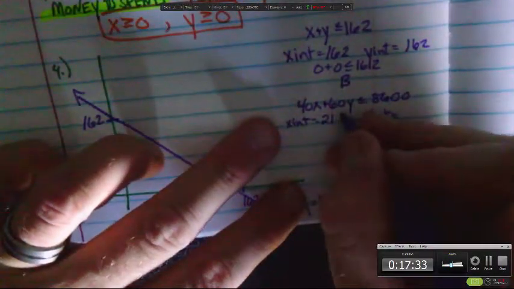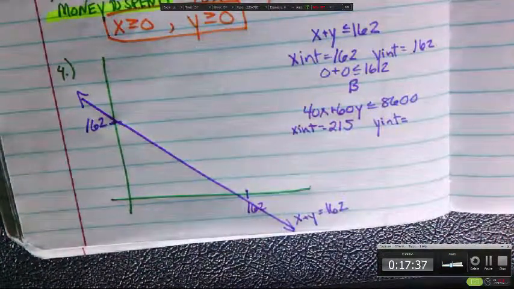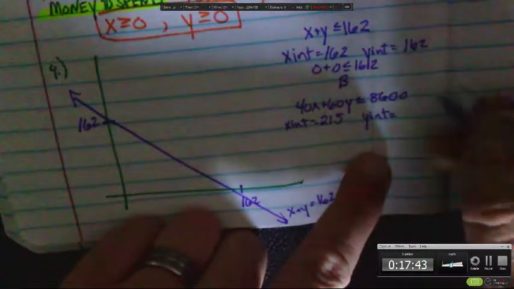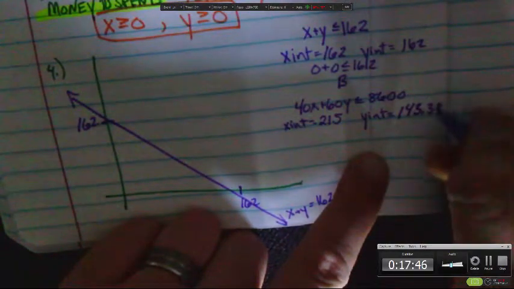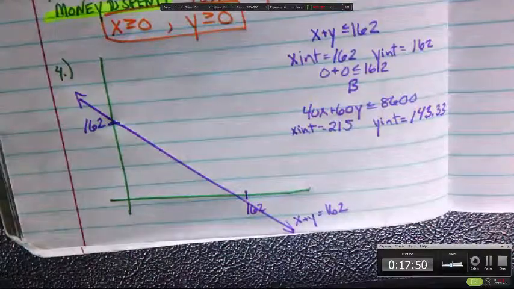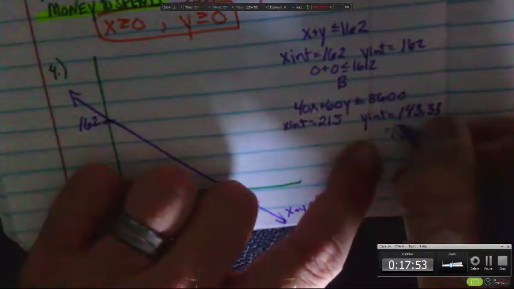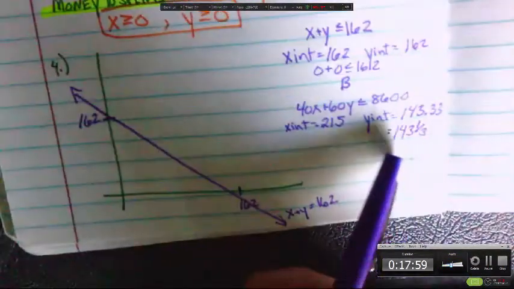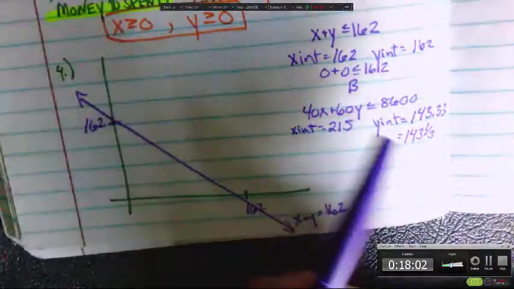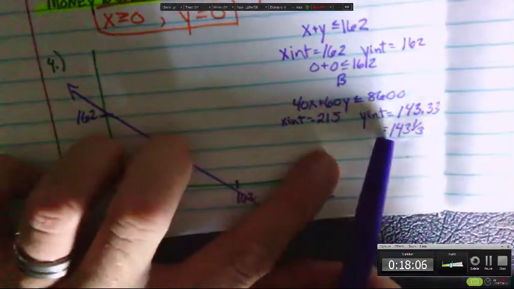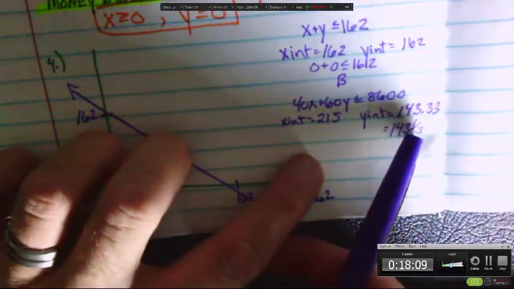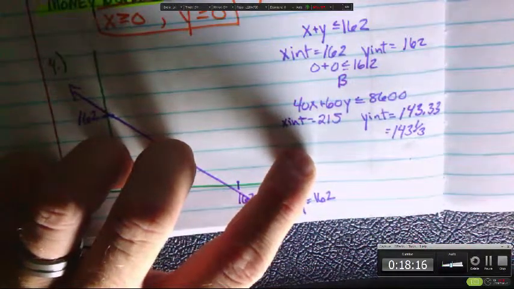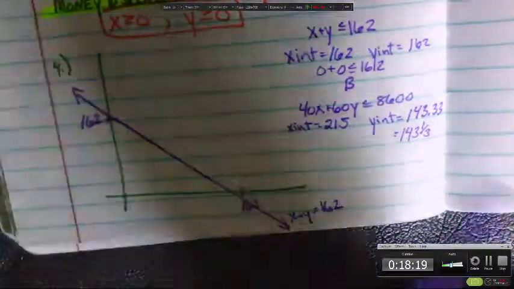215. The y-intercept, anybody? 143.33. Okay, now we're talking about real world problems, so it's okay to have a decimal. We can also write it as 143 1/3, right? In terms of a real world problem, having a mixed number is appropriate. I know at the beginning when we did fractions, I said we always use improper, but 143 1/3 acres makes a lot more sense than 670 over 3 acres. So mixed numbers make more sense in real world problems.